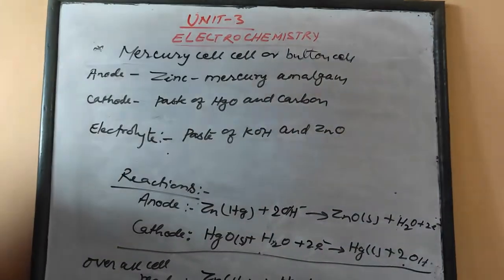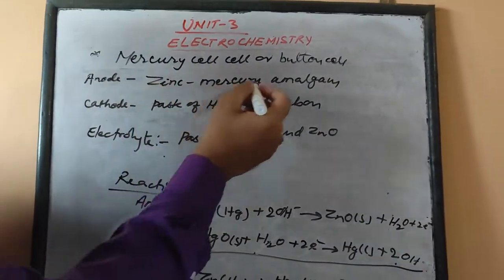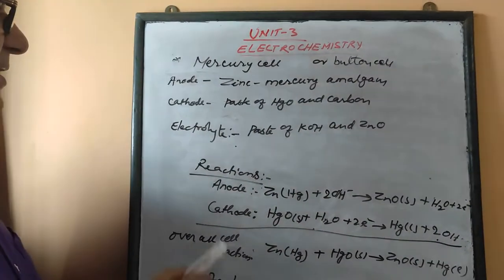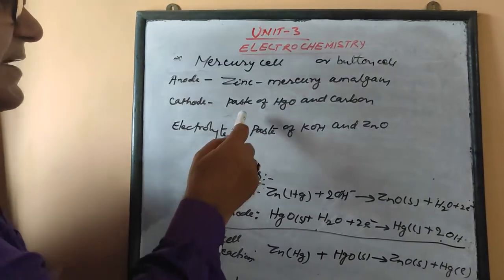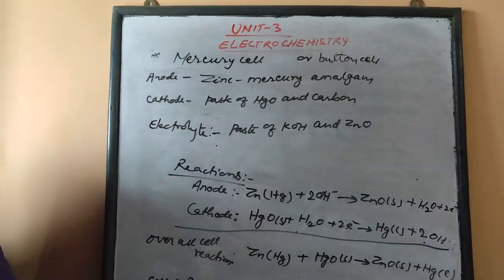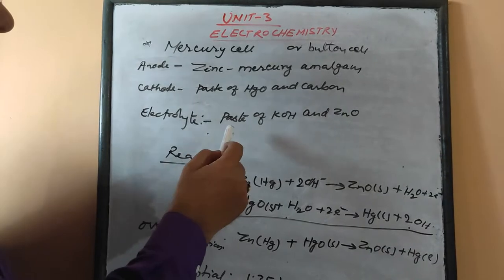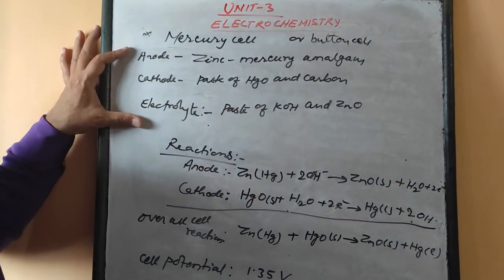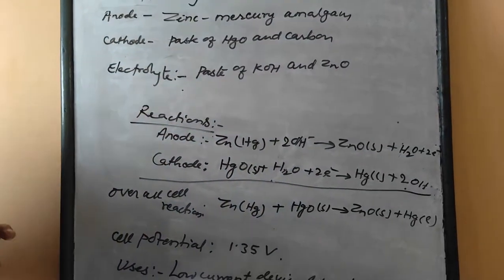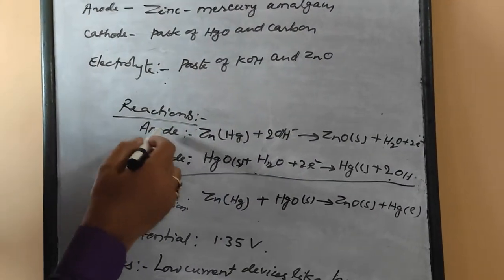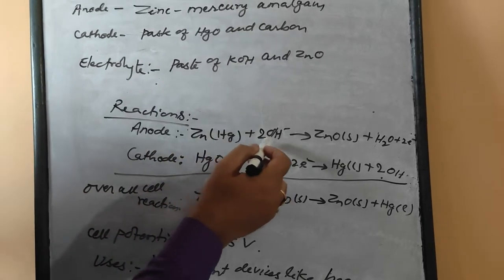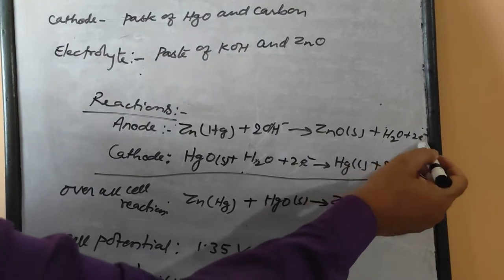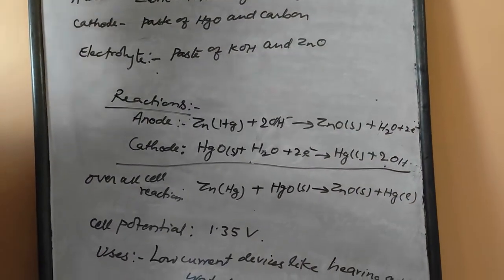Now what is the anode here? Zinc mercury amalgam is the anode. The cathode is a paste of HgO and carbon. The electrolyte is a paste of KOH and ZnO. You have to learn it. Now come to the reaction. At the anode, Zn(Hg) plus 2OH- gives ZnO solid plus H2O plus 2 electrons. So write the reaction in your copy.